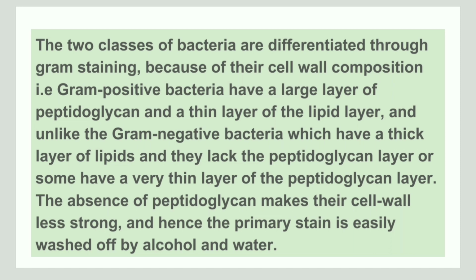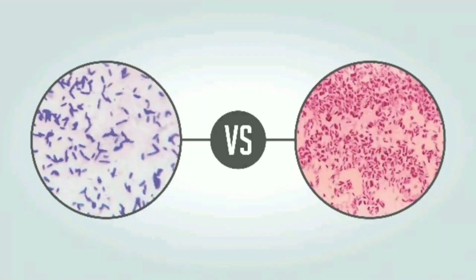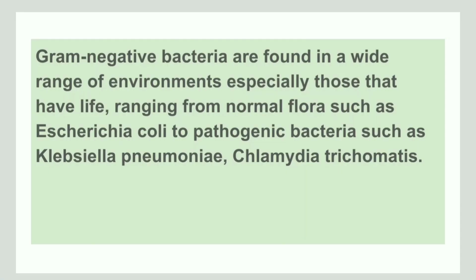This difference is because of the cell wall composition. A gram-positive bacteria has a thick peptidoglycan layer, whereas a gram-negative bacteria has a thin peptidoglycan layer. So, in the absence of a thick peptidoglycan layer, it is less strong to hold the primary stain. So, the primary stain is easily washed off in a gram-negative bacteria. A gram-positive bacteria takes up a purple color, whereas a gram-negative bacteria takes up a red or pink color. The examples of gram-negative bacteria are Escherichia coli, Chlamydia, etc.